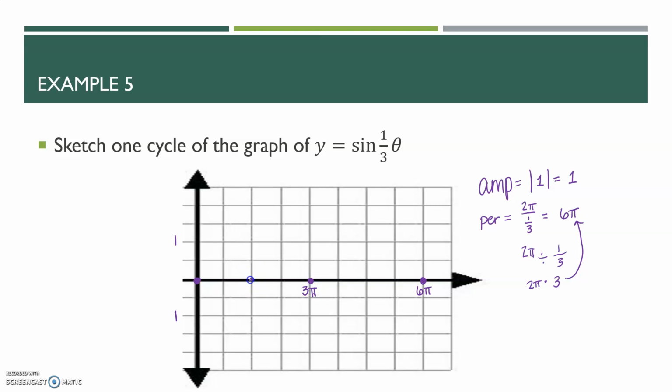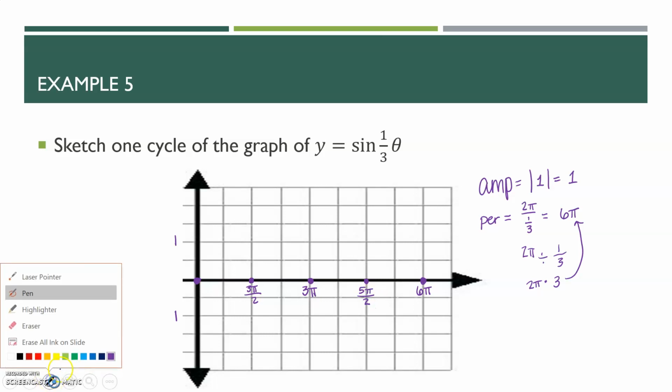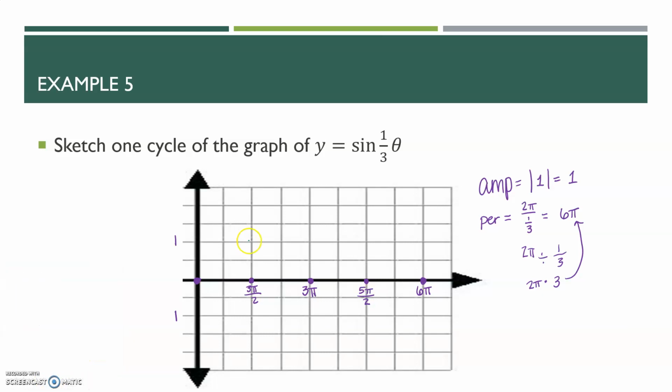Then halfway between that again would be 3 over 2. I'm just taking 3 divided by 2. Halfway between these two would be 5 pi over 2, excuse me. And so what I would end up doing is graphing my maximum here, minimum here, and there's my midpoint, so I'm going to graph this line. And that's what that would look like.